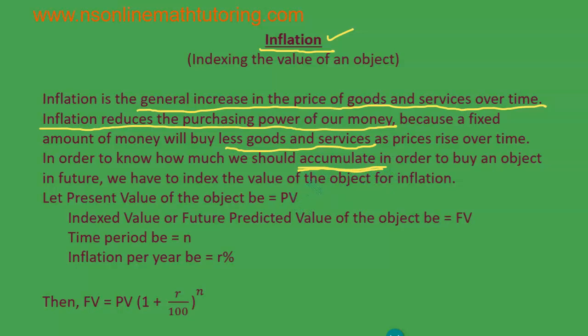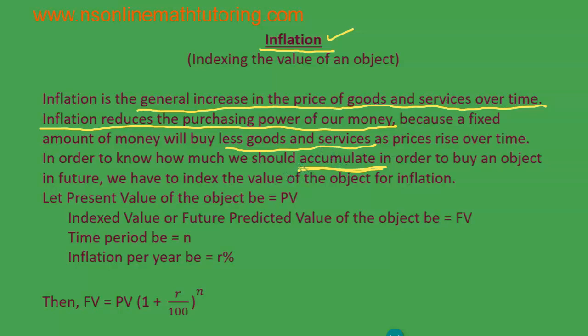So, in order to know how much we should accumulate, now coming to the accumulation factor, suppose I want to buy some object and I do not have sufficient money. I don't have that much money to pay for the object's price. So, I decide to wait for 5 years, and during these 5 years, I will be collecting money and I decide to get that object after 5 years.